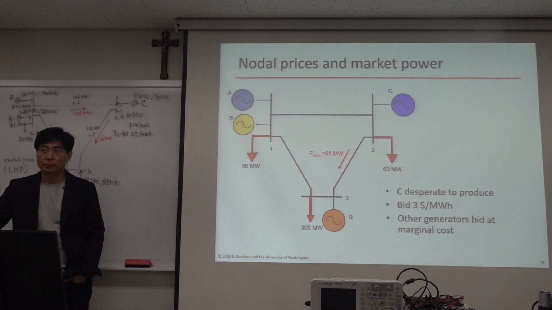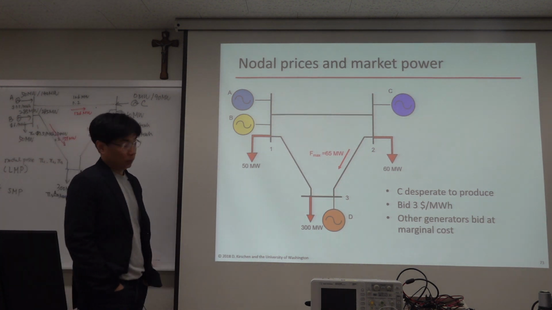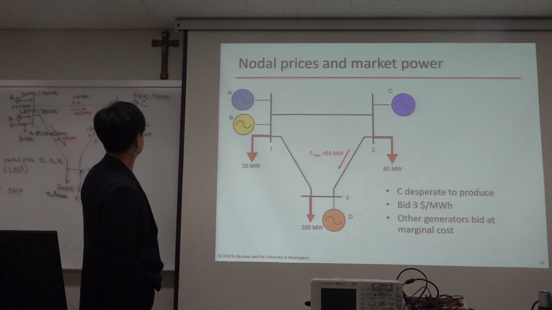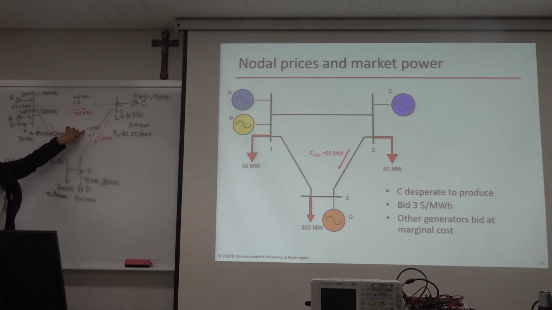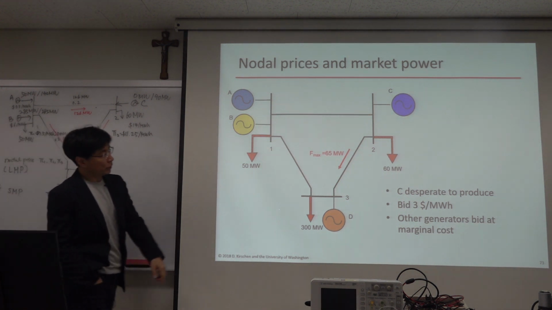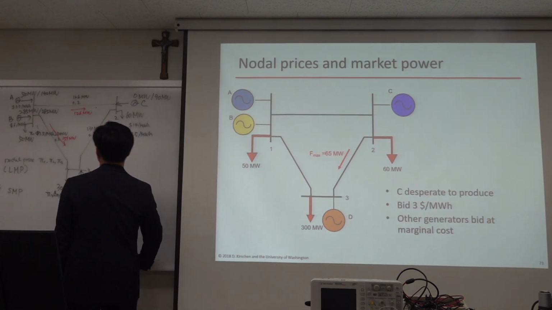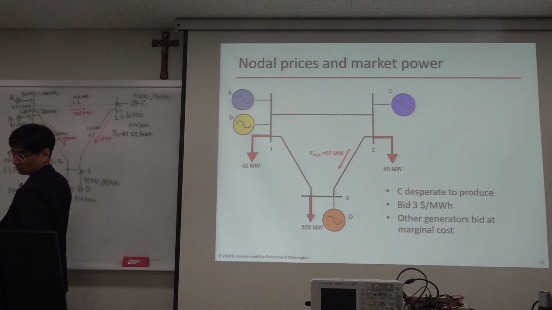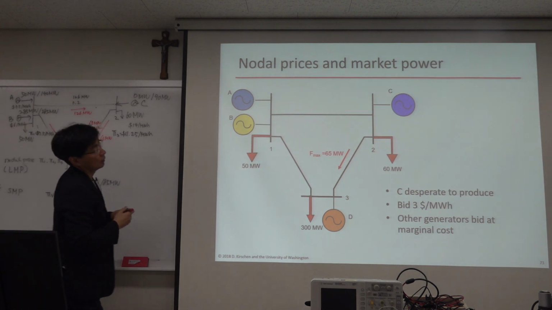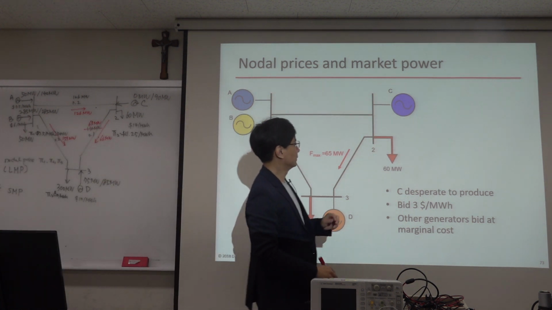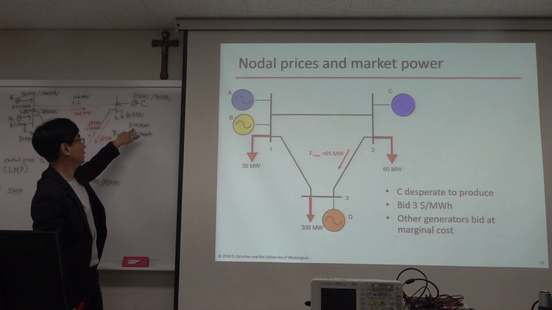So let's do that together. Nodal prices and market power. Same situation, but suppose that originally the maximum capacity here is 130 megawatts, but this is reduced to 65 megawatts because of some maintenance. And also, this generator C is the most expensive one. The marginal cost is $14.